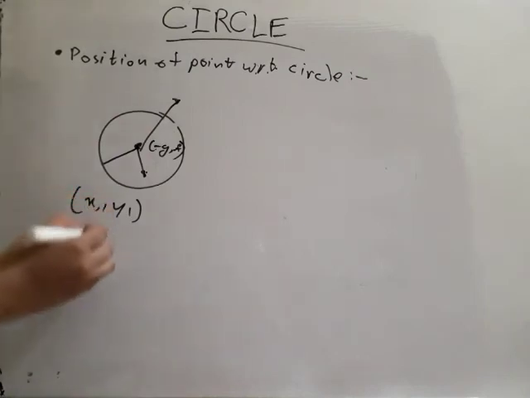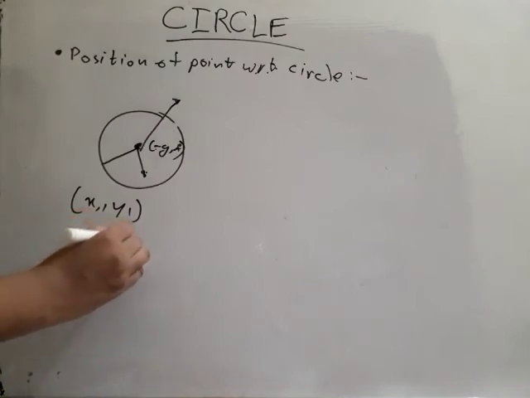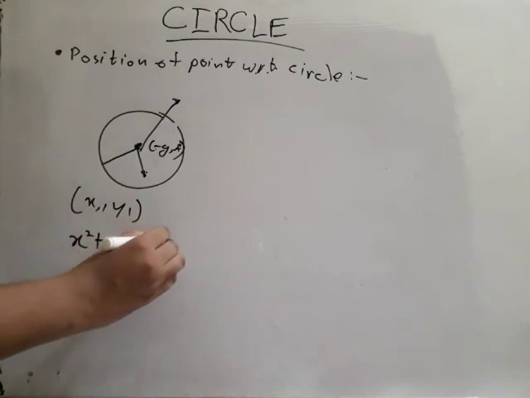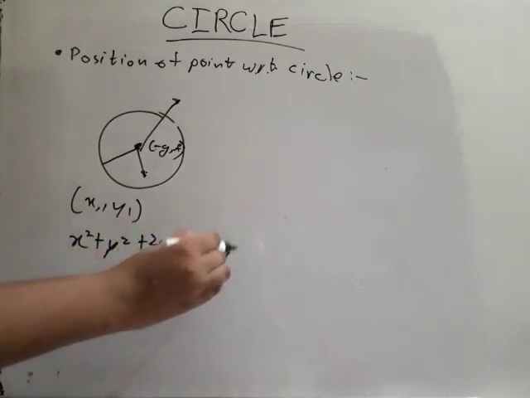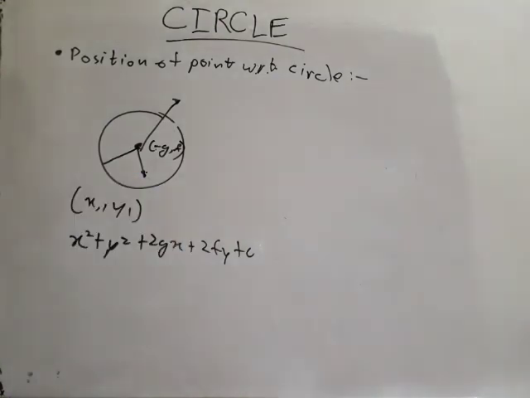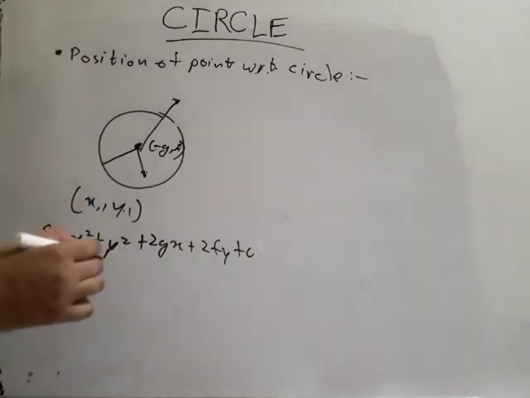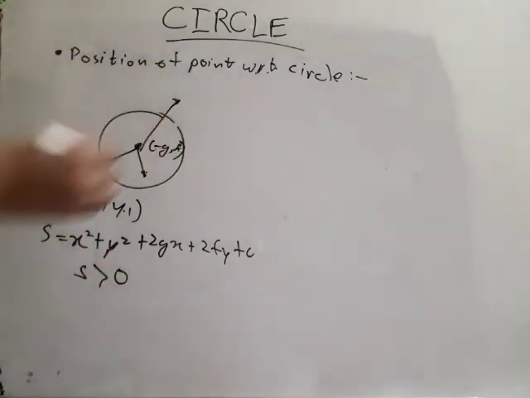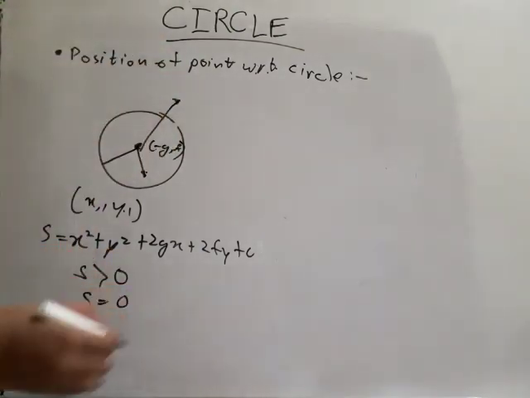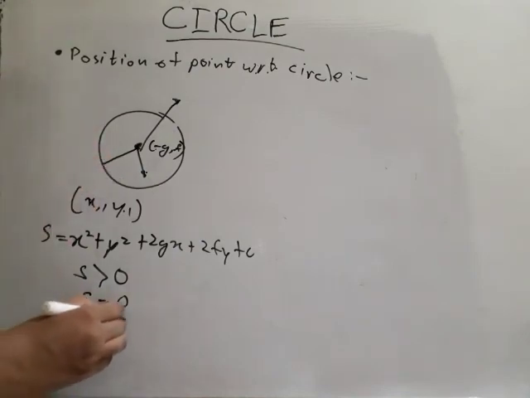Another method: if we have been given the equation, which we always will have, x square plus y square plus 2gx plus 2fy plus c, we will put the coordinates in this equation. Denote it by S. If S, after putting the coordinates, is greater than 0, it lies outside the circle. If S is equal to 0, it lies on the circle, and if S is less than 0, it lies inside the circle.